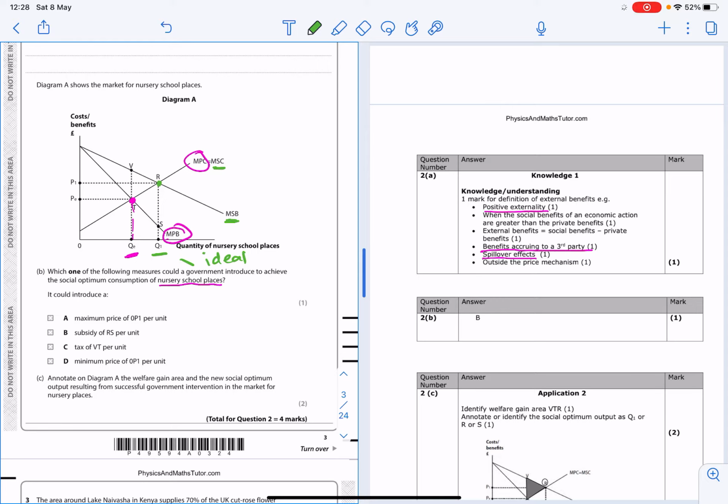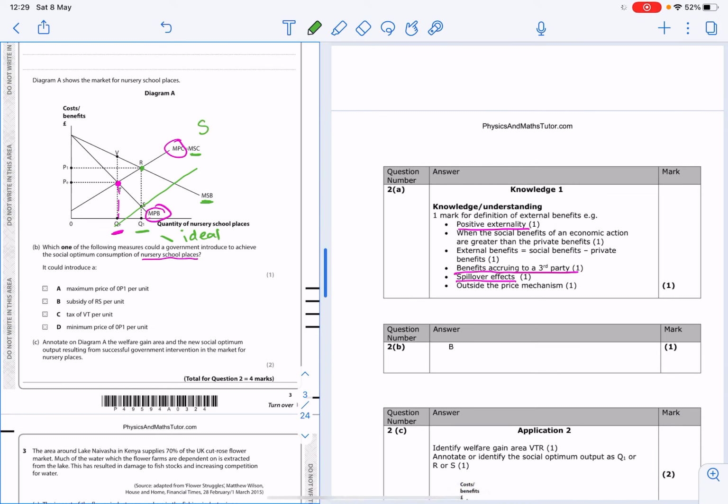So what we're looking at is shifting supply to the right so that the equilibrium is Q1, which means we're going to have to go through there. So that needs to be our new supply curve. So if this is our original supply curve, this is our new supply curve, so that this is our equilibrium, and then we're going to be producing at Q1.